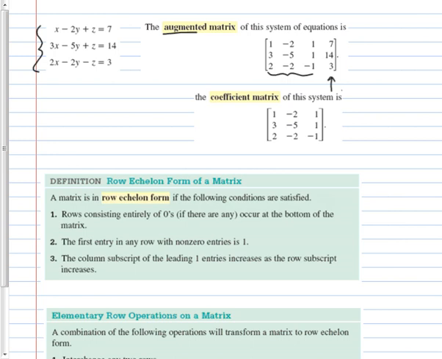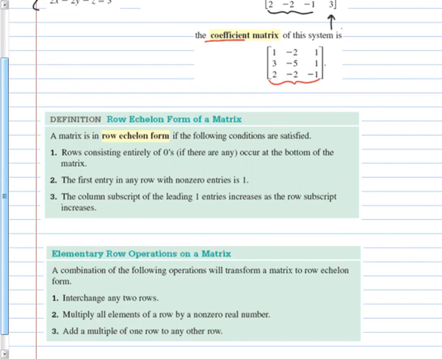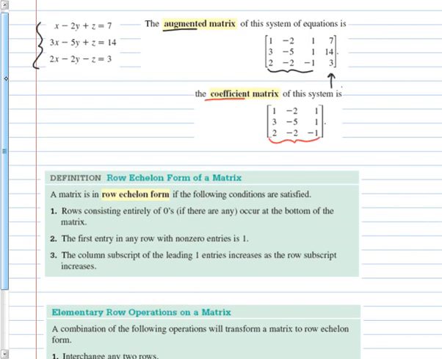If they talk about the coefficient matrix, well, the coefficient matrix is simply the coefficients of the x, the y, and the z. So the augmented matrix includes everything, including the answer constants on the right side. The coefficient matrix simply includes the coefficients. And when we get this augmented matrix into triangular form, then we say it is row echelon form of a matrix. It's the same deal.